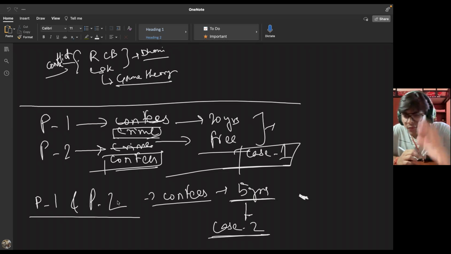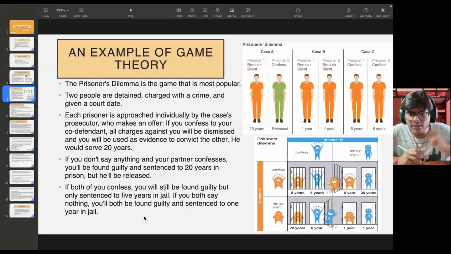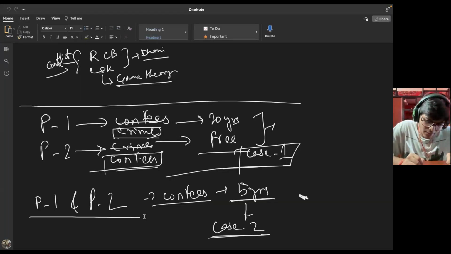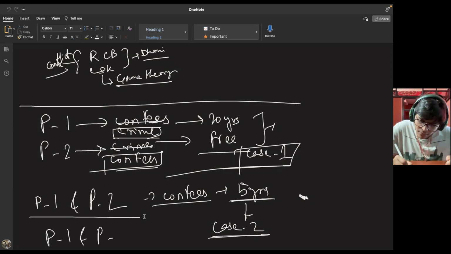Now, what does the other case say? If both of you don't say anything, both of you stay silent, both will be found guilty and sentenced to just 1 year in jail. So if both P1 and P2 don't confess and stay silent, then both will be in jail for 1 year. This is case 3.